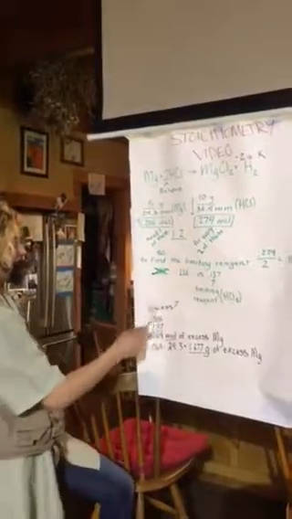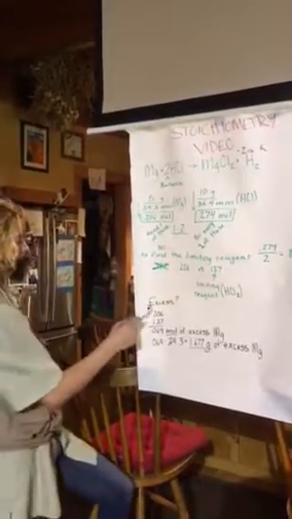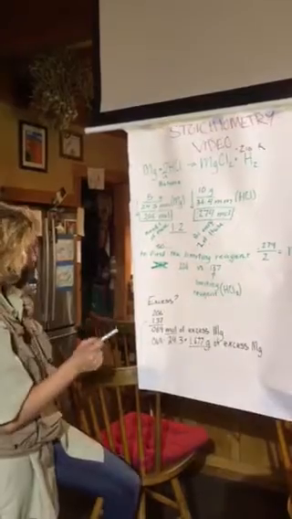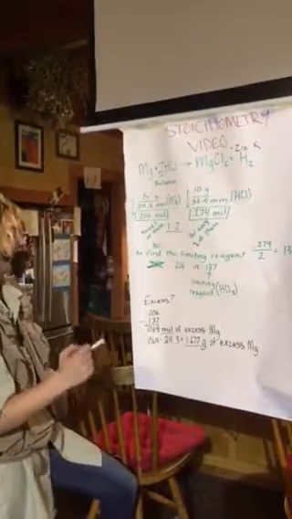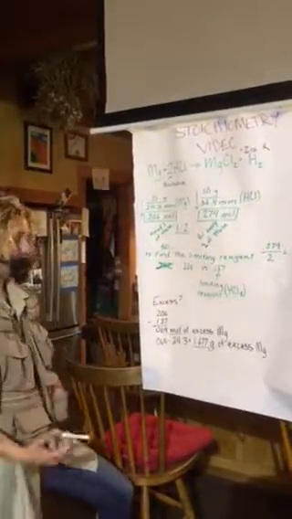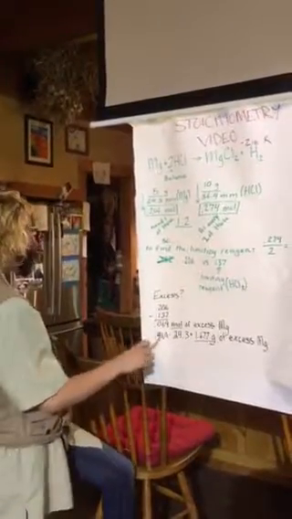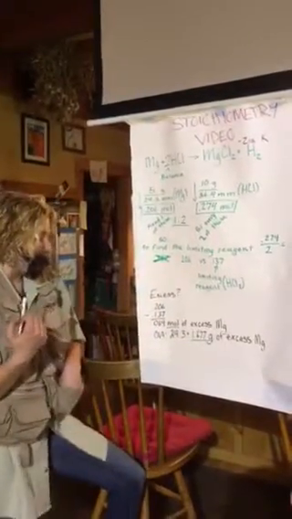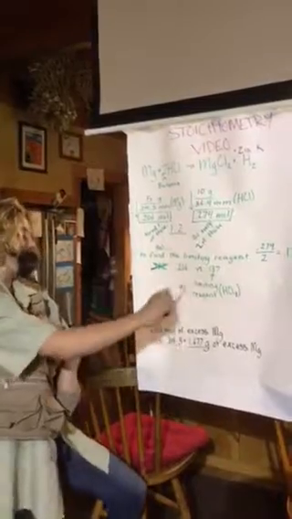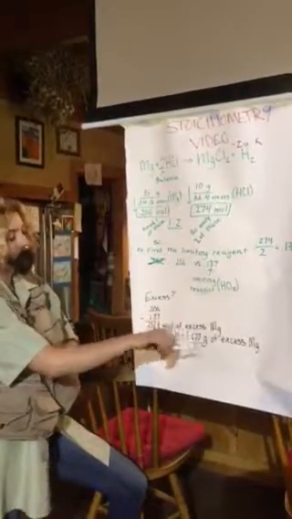Then you have to find the excess of magnesium. So you take 0.206 minus 0.137 and you get 0.069 moles of excess magnesium. To turn this into grams, you take 0.069 and you multiply it times the molar mass and you get 1.677 grams of excess magnesium.